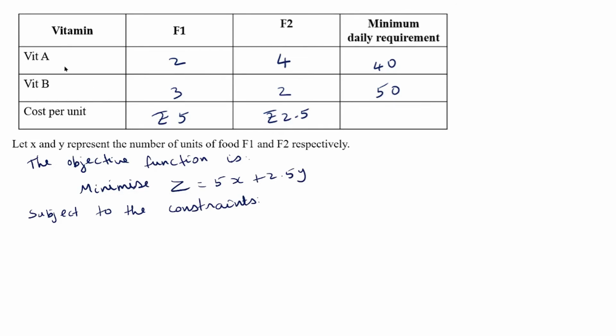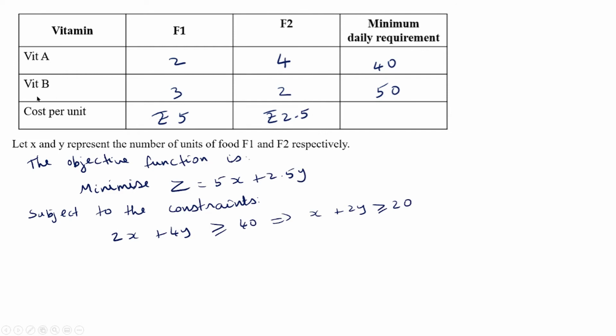And now we have the constraint regarding the vitamins. The minimum daily requirement for vitamin A is 40 units and minimum daily requirement of vitamin B is 50 units. We have the food F1 has 2 units of vitamin A and food F2 has 4 units of vitamin A. So subject to the constraints, we have taken F1 as X and F2 as Y. So 2X plus 4Y greater than or equal to 40. Now let us simplify this. We have X plus 2Y greater than or equal to 20. So this is the constraint with respect to vitamin A.